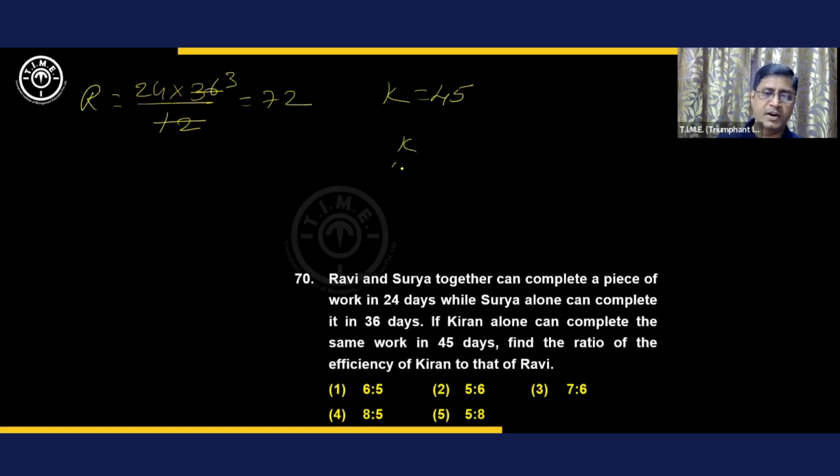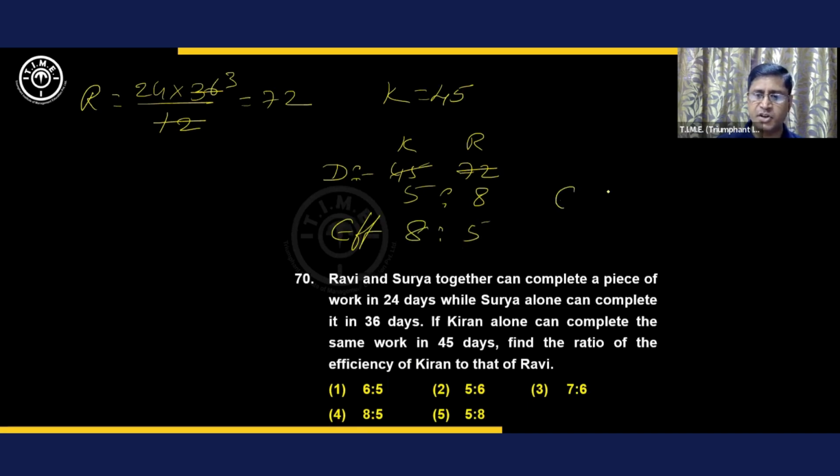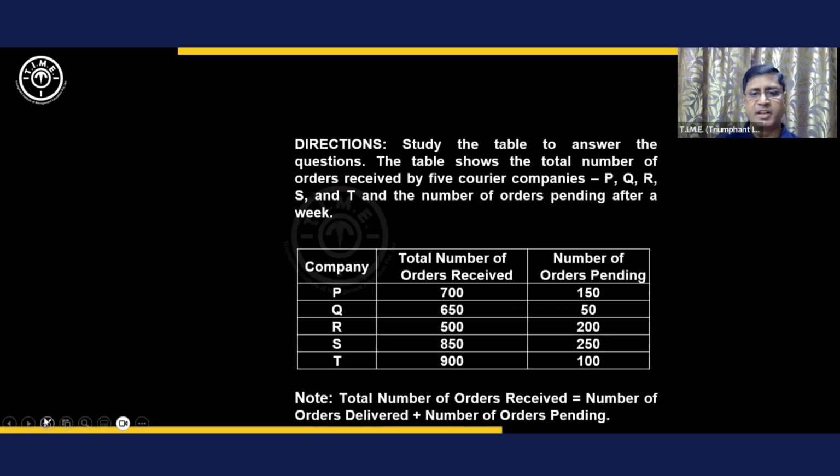Kiran will take 45 days and Ravi 72 days. Now simplify this. What is the ratio of the number of days? So here 9 fives are 45, 9 eights are 72. What is it? It is the ratio of the days. What is the efficiency ratio? The efficiency ratio is the inverse of the days ratio. Inverse of the days ratio means here 5 by 8 will become 8 by 5. That is 8 is to 5. The right choice is option number 4. Fourth choice is the correct answer. Now look at the next example.